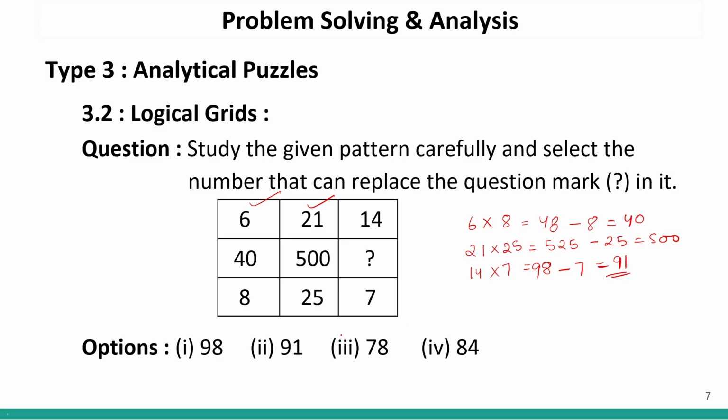Is 91 an option? Yes. Option number 2 is 91. So option number 2 will be the correct answer. So this is how you solve questions on logical grids. Over here, two operations were being done, multiplication and subtraction.